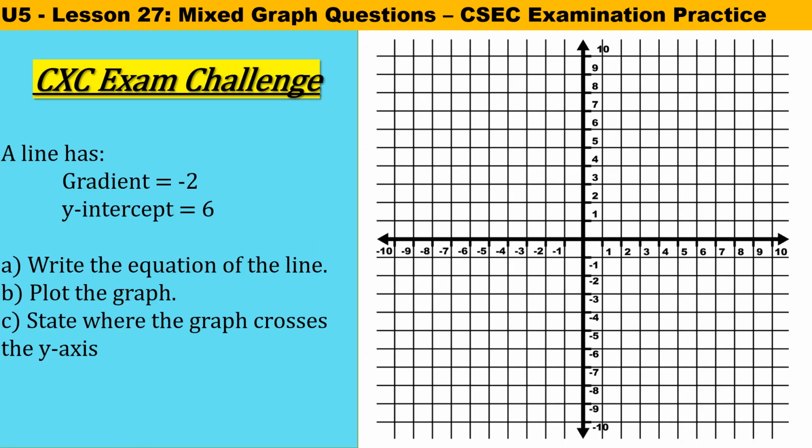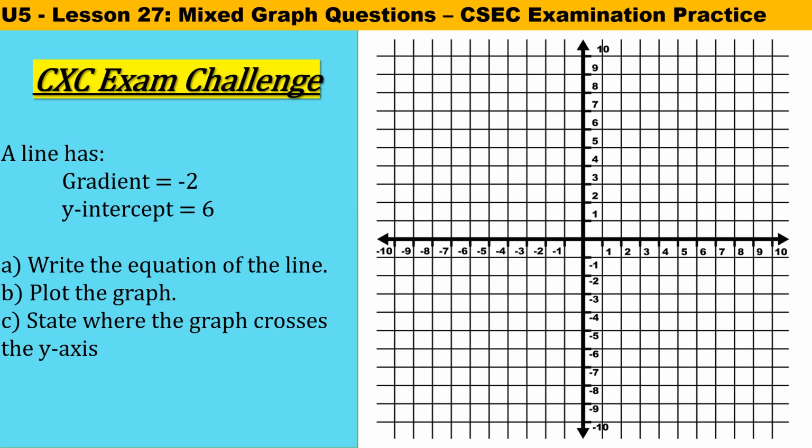So for our CXC exam challenge, it says a line has a gradient of -2 and a y-intercept of 6. Write the equation of the line, plot the graph, and state where the graph crosses on the y-axis.